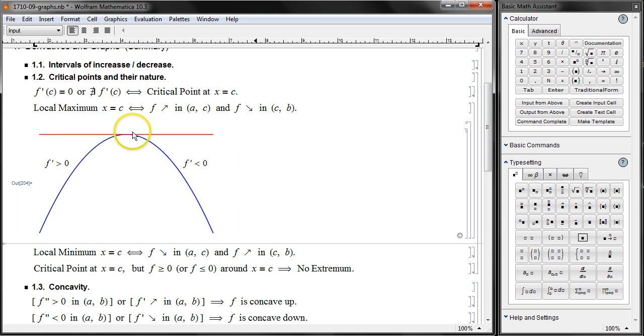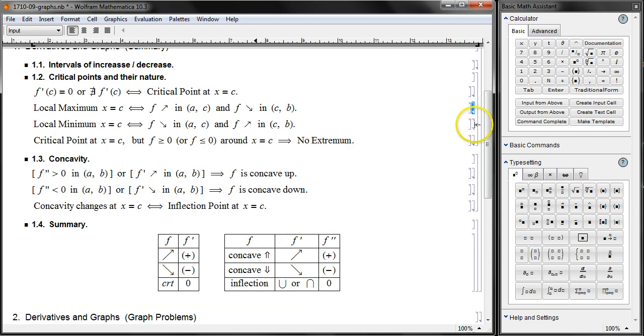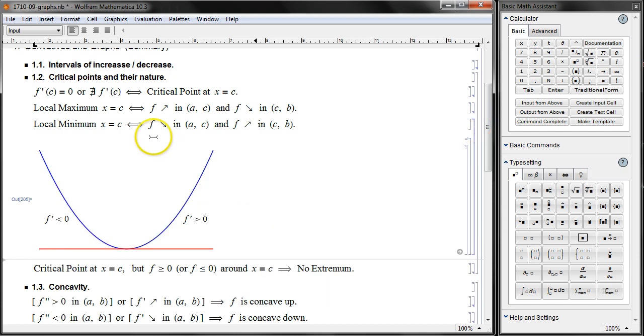It goes like this. Increases and then hits this local maximum and then decreases. Or equivalently, positive derivative here, zero derivative and negative derivative. Increasing, critical, decreasing. That's when we have local maximum. That's when we have local minimum. Decreasing, critical, increasing. Negative derivative, zero, positive derivative.